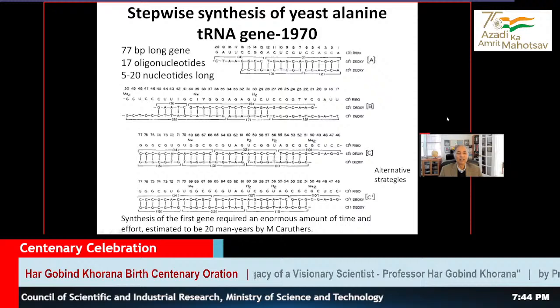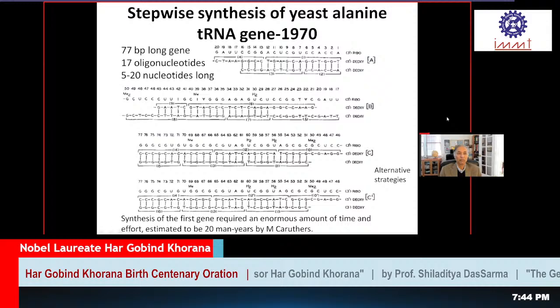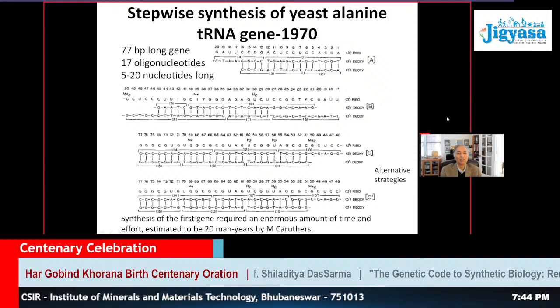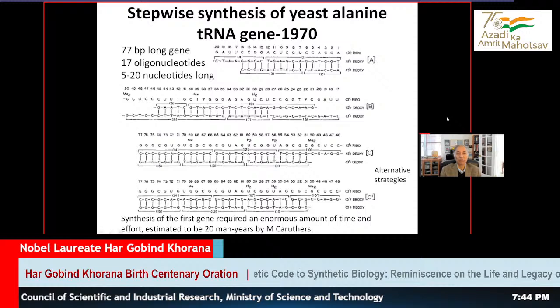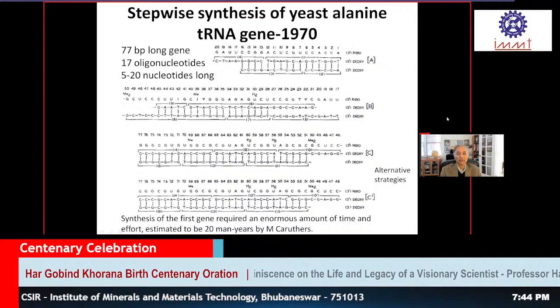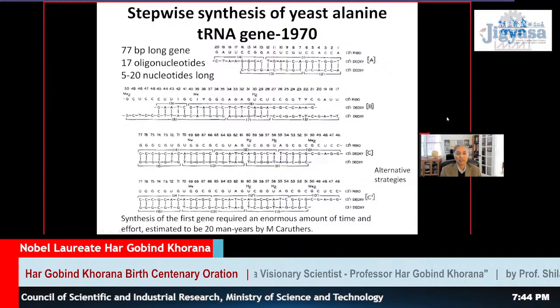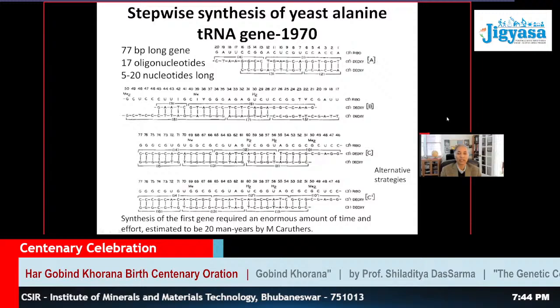So, in 1970, the synthesis of the yeast alanine tRNA gene was completed. It was 77 base pairs long, and the Khorana lab synthesized 17 oligonucleotides between 5 and 20 nucleotides long. And as you can see, they're overlapping segments, and the gaps between the segments were sealed with DNA ligase after phosphorylation by polynucleotide kinase. And then the three segments were then joined together.